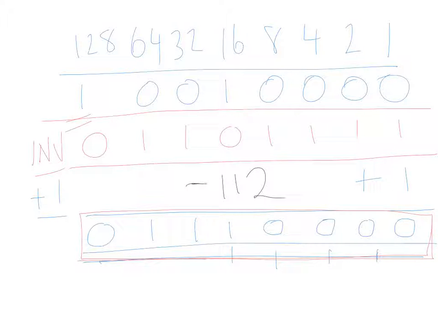The only reason we did the invert and add 1 is because it was a negative number, and that is one of the simplest mistakes that people make. They do the inverting and adding 1 because it's 2's complement, but they forget to indicate it's a negative number.